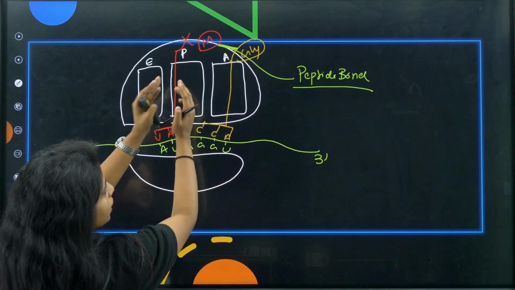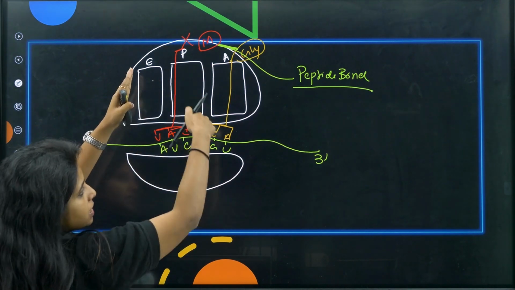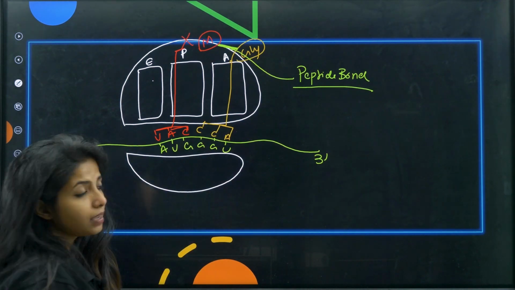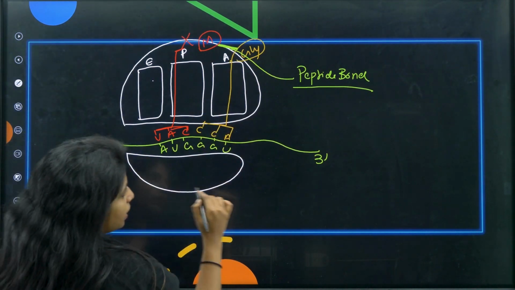This tRNA will move this side, this tRNA will move this side. Now what do we have as a vacant seat? That is A. Now to A, another amino acid will come. To A, another amino acid will come. So now I can draw something like this.